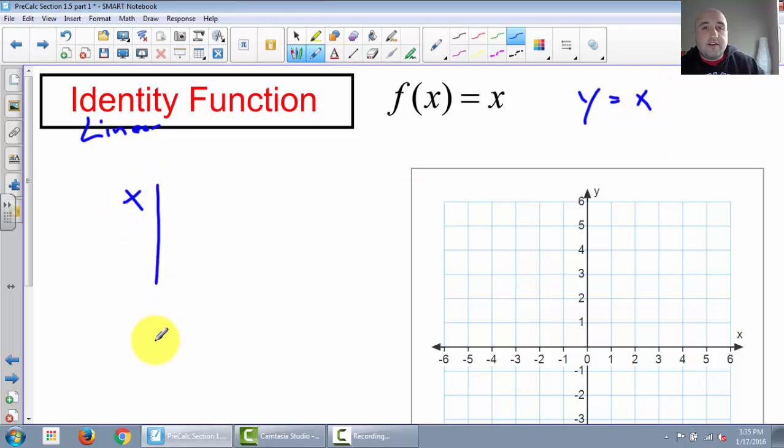We're going to make an xy table again. And 90% of the time, we always use the numbers negative 2, negative 1, 0, 1, and 2. And we use that to build our chart. All right, so let's see.